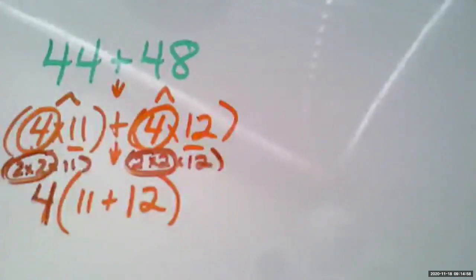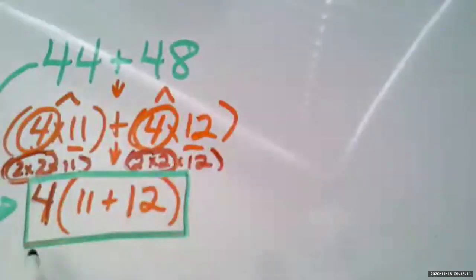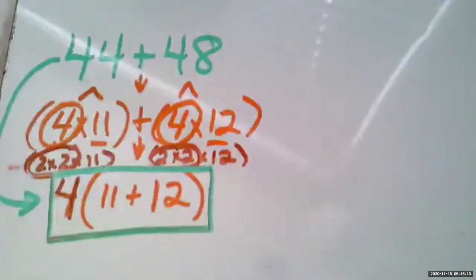Okay, as much as you want to just say, hey, 44 plus 48 is 92, I'm not asking you to solve the problem. I'm asking you to write it using distributive property. So I'm asking you to write it this special way. Okay.